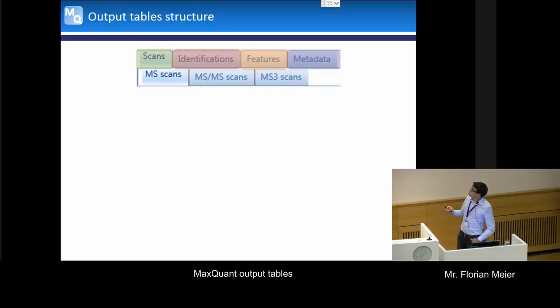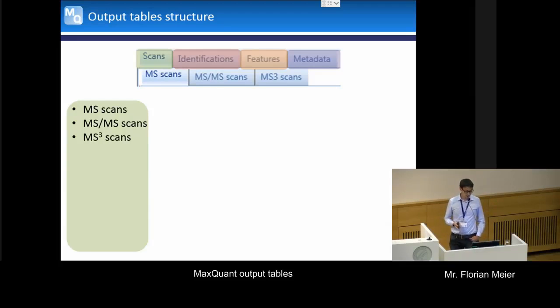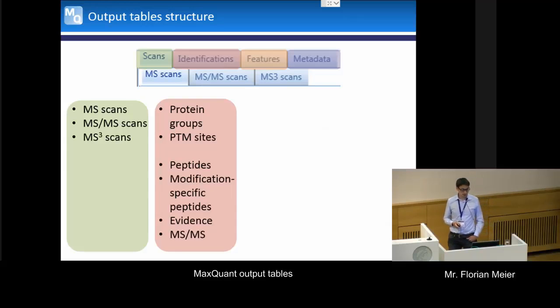For all of those levels, there are certain sub-levels. For instance, for the scans, we have the MS scans table, the MS-MS scans table, and if you did run an MS3 experiment, you will also find the MS3 scans table. We can then go through all of those tabs or levels. I just mentioned the scans level. The next one is the identifications level, which is probably one of the most interesting levels for all of you.